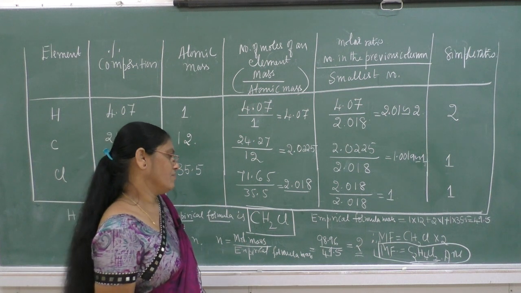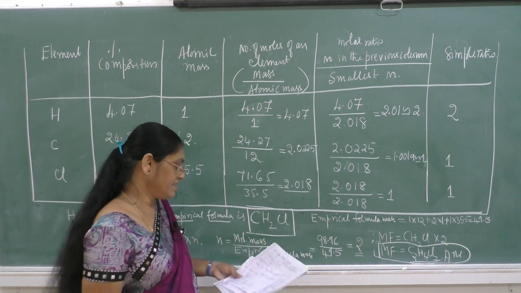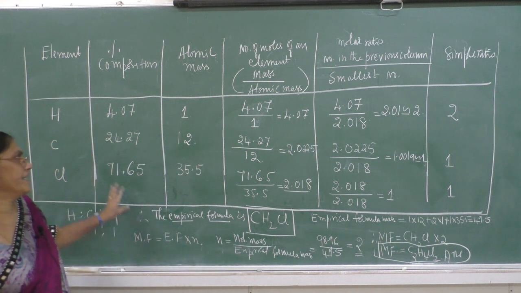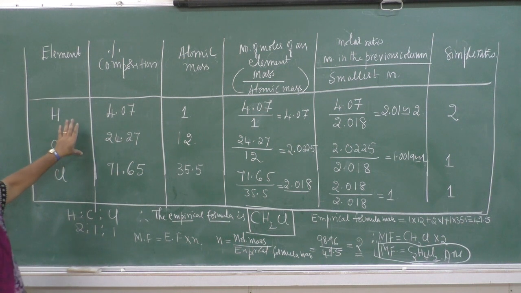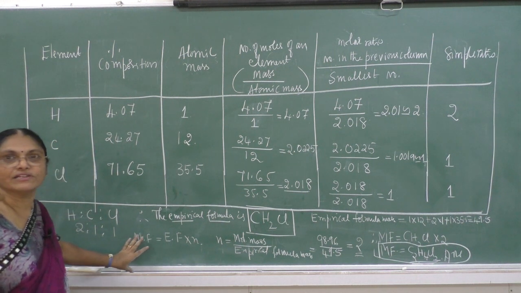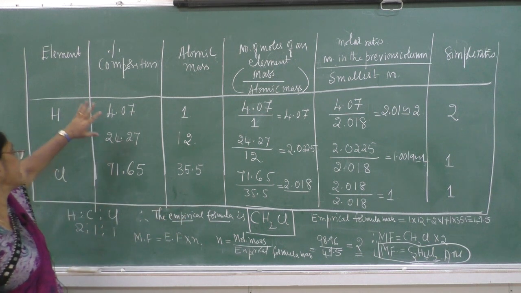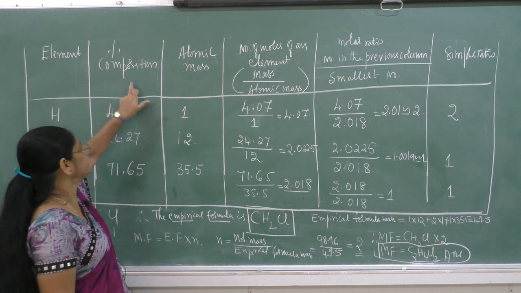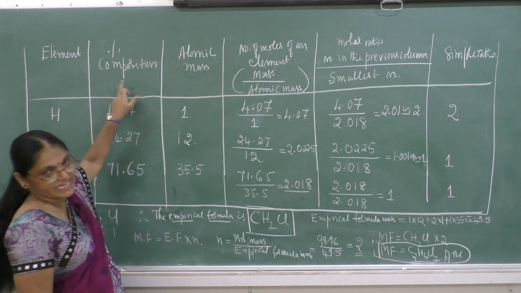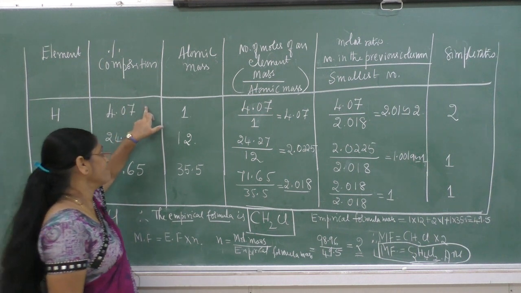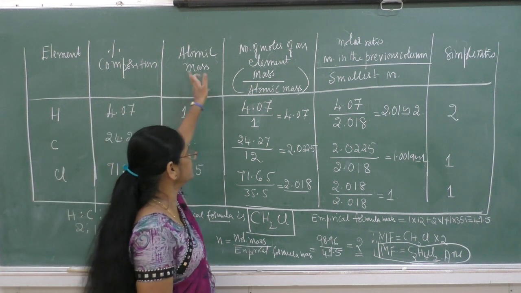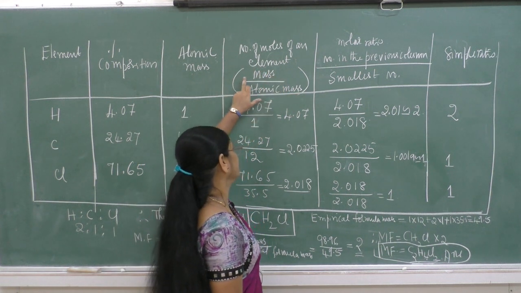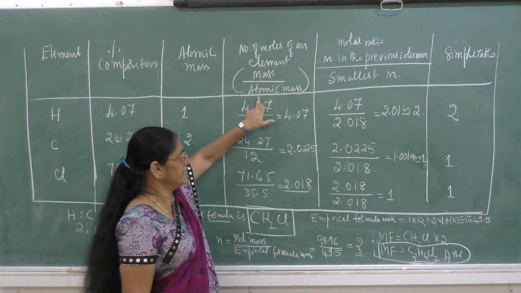C2H4Cl2 is the molecular formula of the compound. So, this is the method used to determine the empirical formula and molecular formula. I will repeat once again. In the first column take down the element, in the second column take down the percentage composition, meaning the percentage masses of the different elements. In the third column, atomic mass. In the fourth column, the number of moles of an element, that is calculated by mass divided by atomic mass.